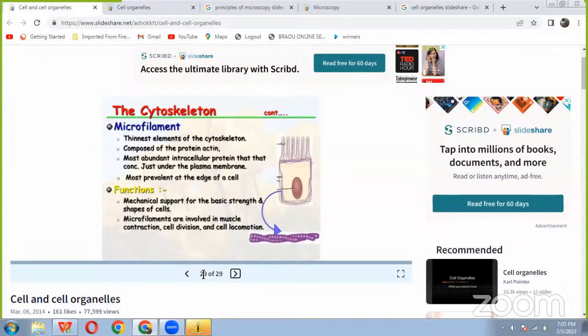Okay, what is the fluid mosaic model? It was developed by Singer and Nicholson in 1972. Next, the main functions of the plasma membranes, also membrane transport proteins, and the next one, active membrane transport.